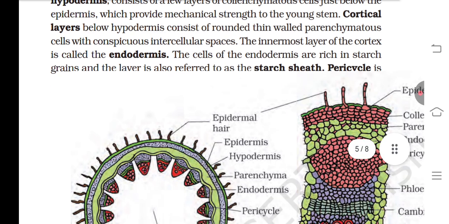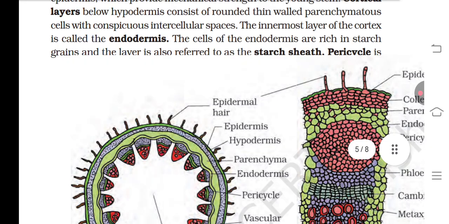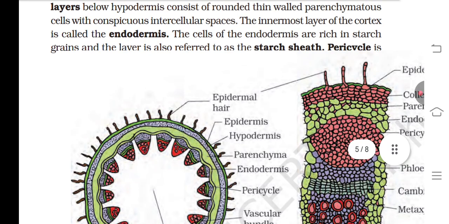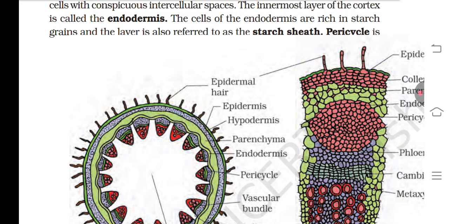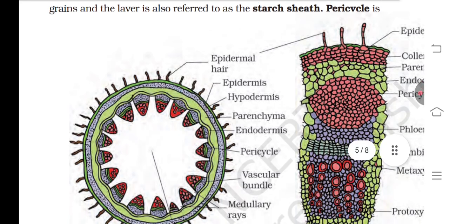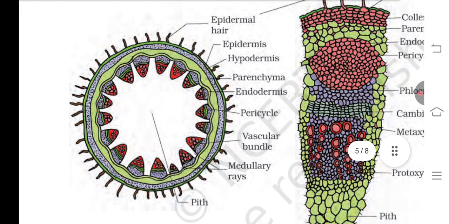Cortical layers below the hypodermis consist of rounded thin-walled parenchymatous cells with conspicuous intercellular spaces. The innermost layer of the cortex is called the endodermis. The cells of the endodermis are rich in starch grains and the layer is also referred to as the starch sheath.